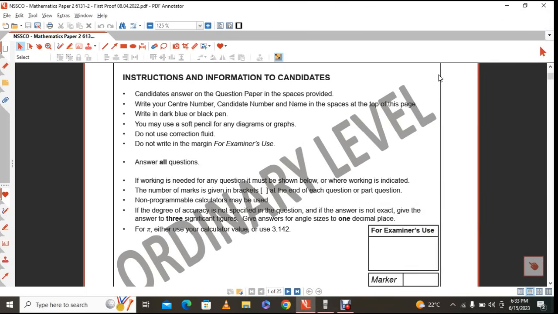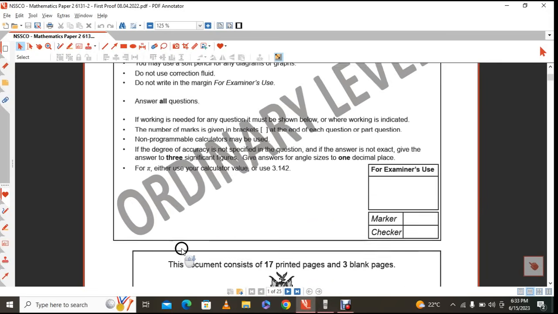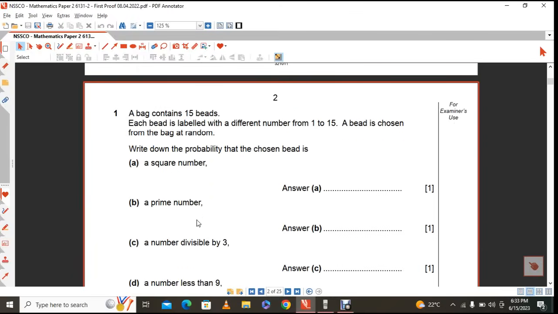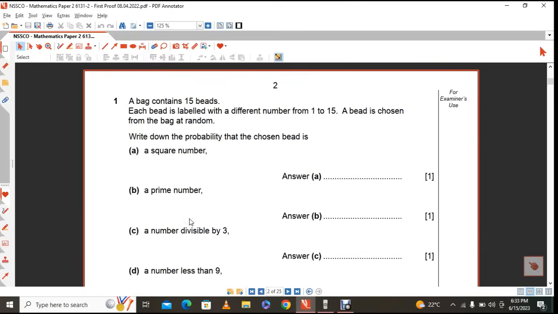Right. Also, they are giving you the value of pi. You either use the calculator value or you use the value of 3.142. Of course, I'm going to use the calculator value of pi and then give my answer according to the required rounding. All right, let's start directly with the first question.